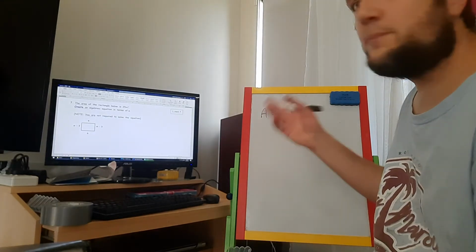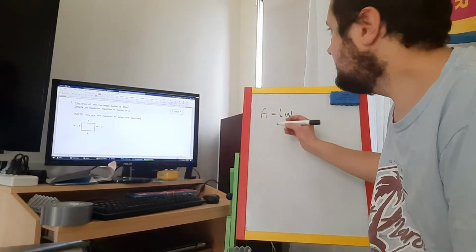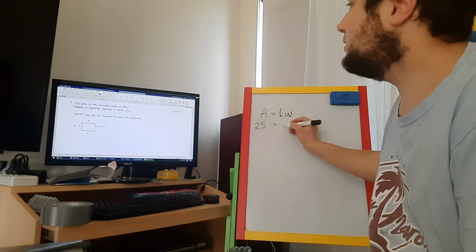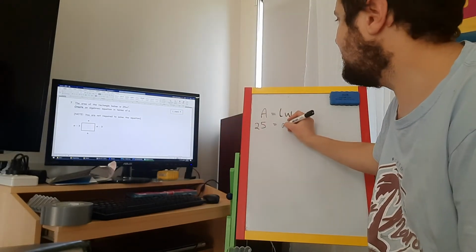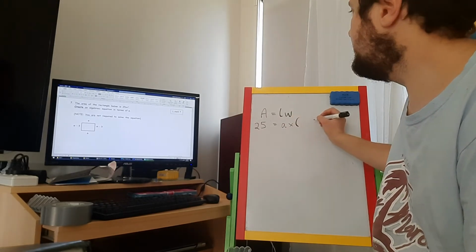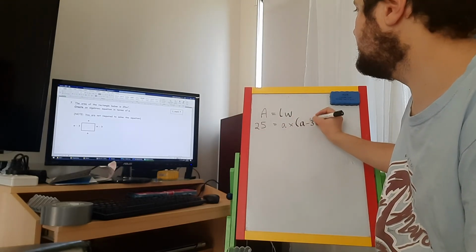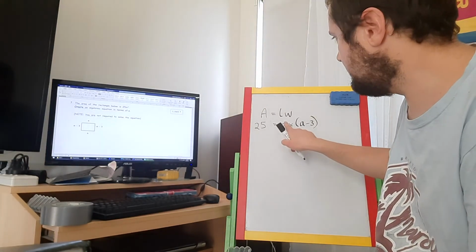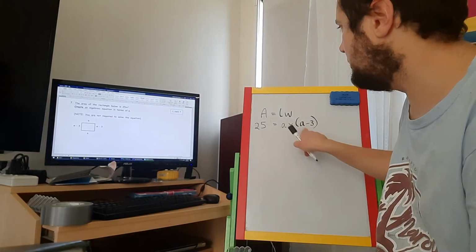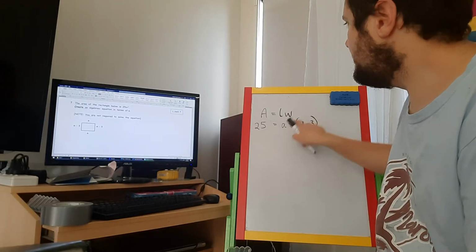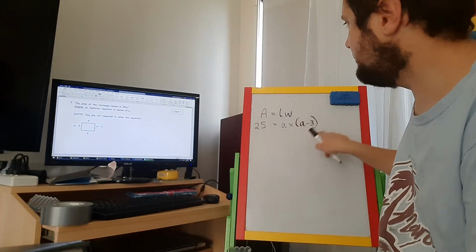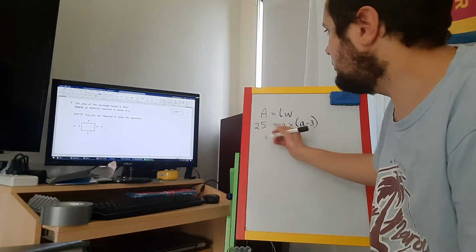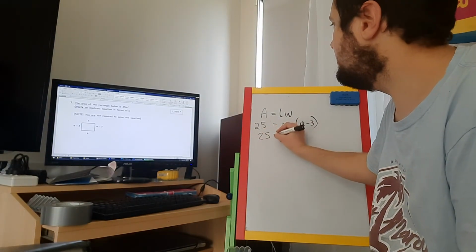So for this particular case, it's a little bit weird. The area they've told you is 25. The length on the diagram is showing as A, and the width is showing as A take away 3. Now I needed to do the brackets there because otherwise it would mean that A was only multiplied by the A. But no, the width is A take away 3. You need to multiply it by the whole of A take away 3.